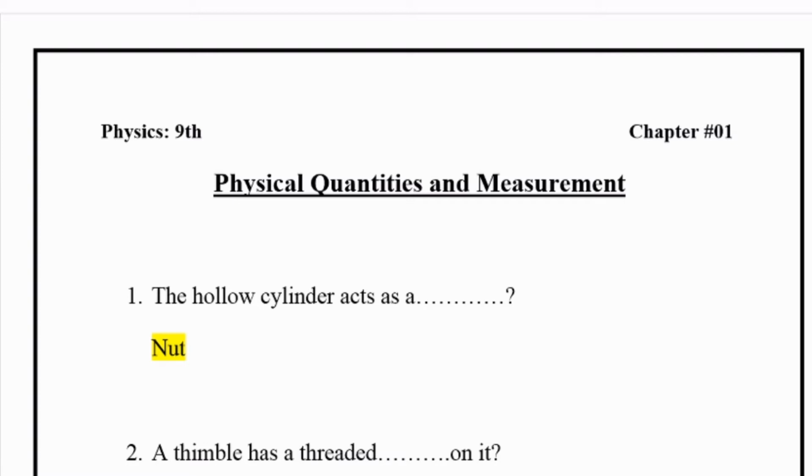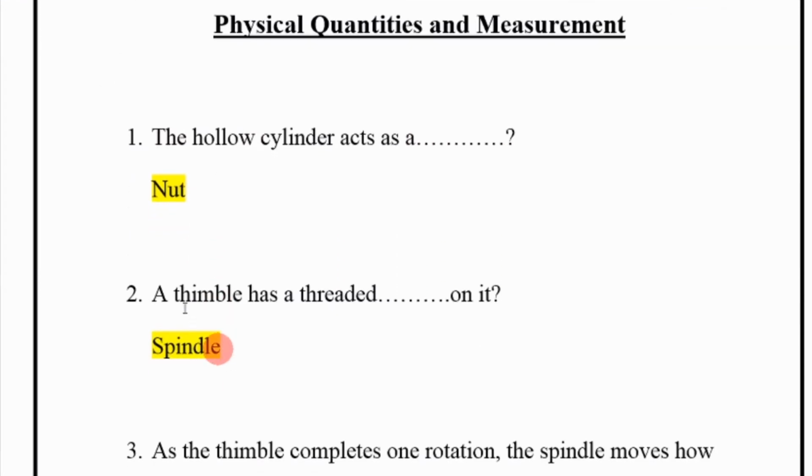So let's start now. Physics 9, chapter number 1, physical quantities and measurement. First, the hollow cylinder acts as a dash nut. Next, a thimble has a threaded dash on its spindle.